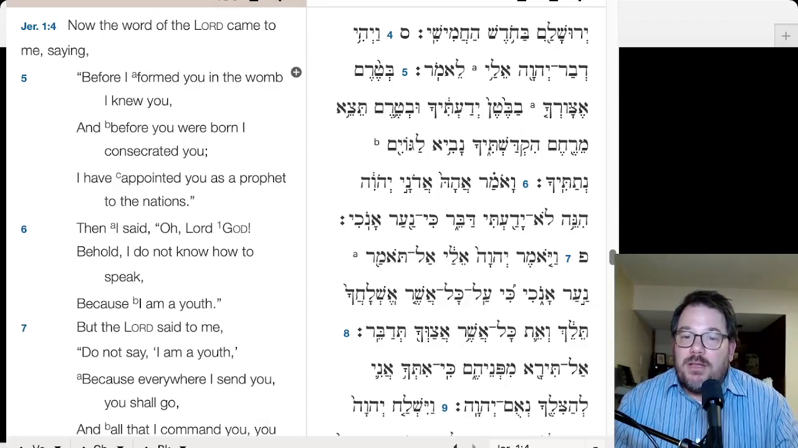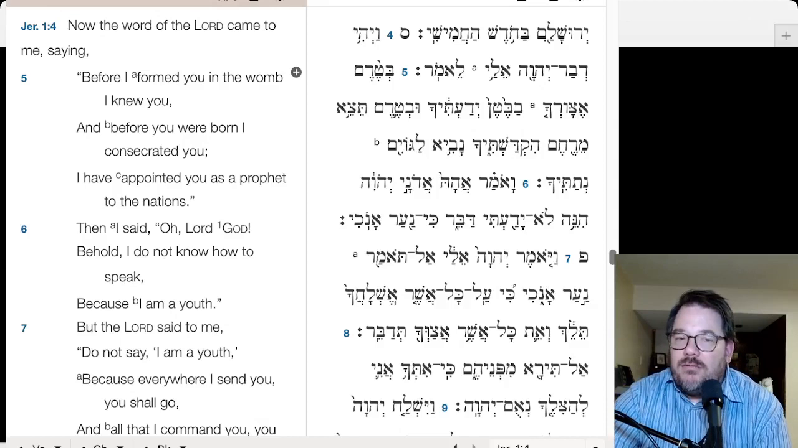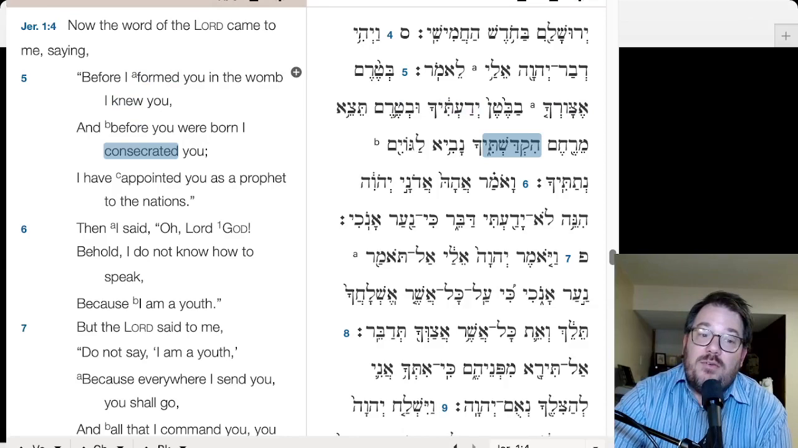But right here, verse 5, sorry, getting a little ahead of myself. "Before I formed you in the womb, I knew you. Before you were born, I consecrated you. I've appointed you as a prophet to the nations." There are some big theological words happening right here. "Before I formed you, I knew you. Before you were born, I consecrated you. I have appointed you." Okay?